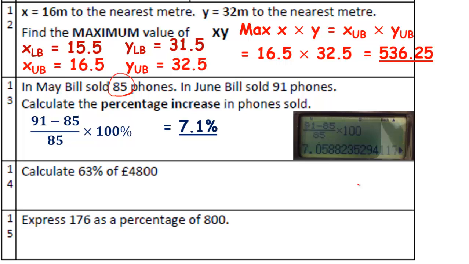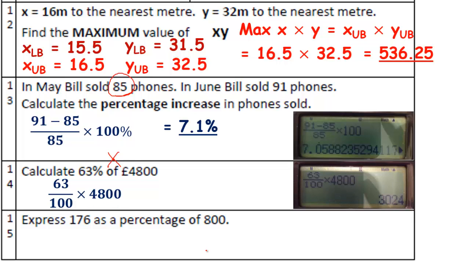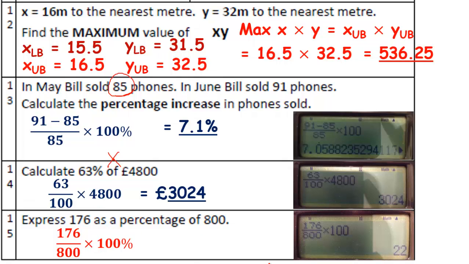Question 14, 63% of £4,800. So 63%, 63 over 100, of, it actually does mean times, £4,800. Stick this into your calculator, and you should get a result of £3,024. Question 15, express 176 as a percentage of 800. You should know this pretty well from doing the previous ones. And when you put this into your calculator, you get 176 over 800 times 100, and your answer should be 22%.